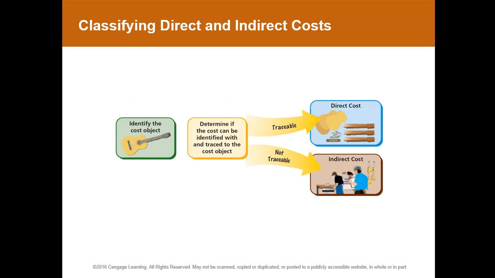All of those costs, if they can be directly traced to that final product, they're direct costs. If we can't trace them directly to that finished product, we are going to label them as an indirect cost, and they are considered part of overhead. All right, so indirect costs become overhead.